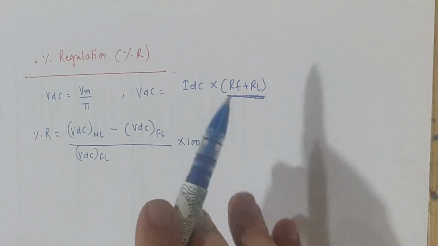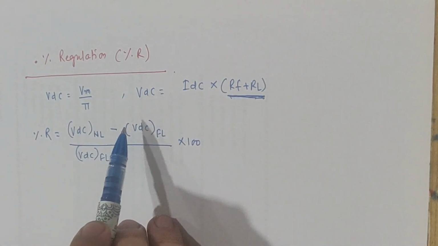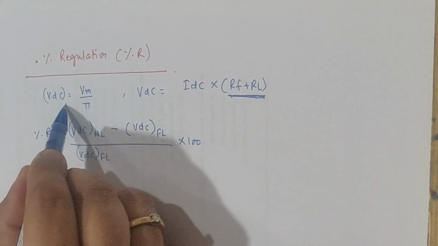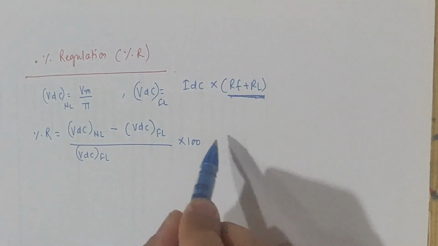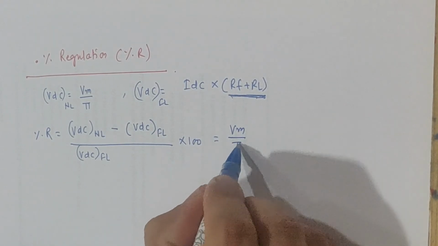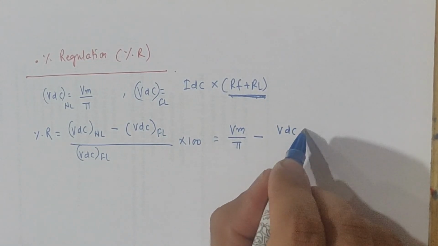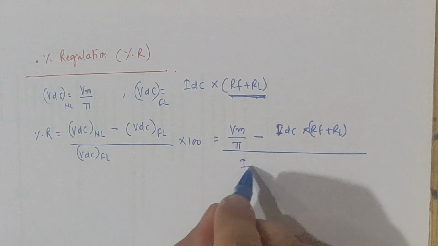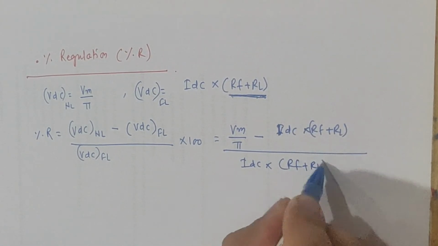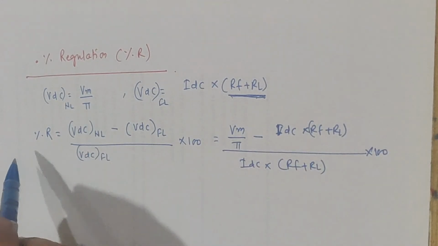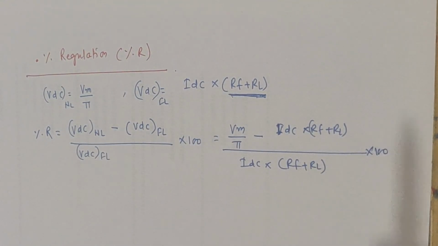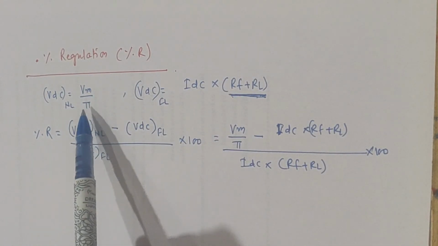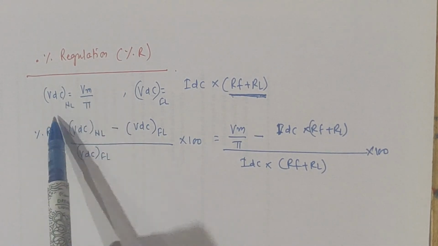How many resistances are there? If you are given the secondary resistance of the transformer, that will be added to this. Okay, so this is your VDC no load and this is your VDC full load. So the formula will be Vm by pi minus VDC full load, which is IDC into RF plus RL, divided by IDC into RF plus RL, multiplied by 100%. Why? Because we are taking the percentage regulation. So you have got this. Calculate the value of VDC considering the formula Vm by pi. Here we have not used any resistors, so that's why this value is called VDC no load.